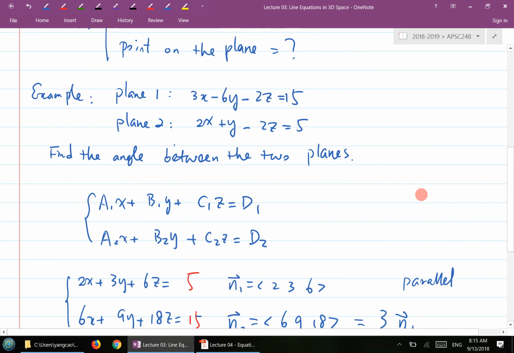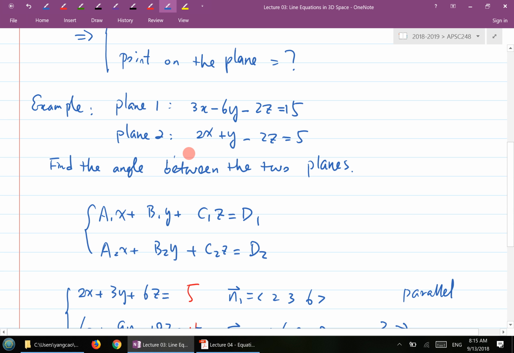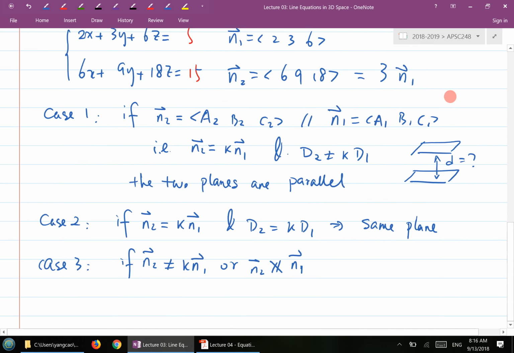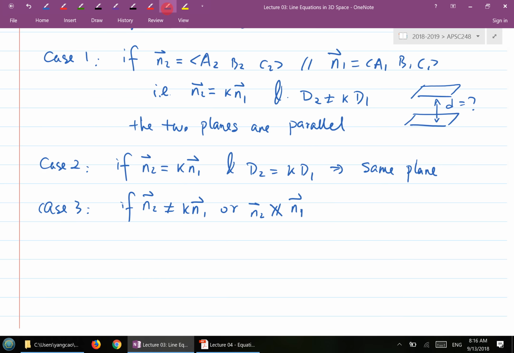Let's take a look at coming back to this question here. That's asking for the angle between the two planes. If I look at the coefficients, they have no multiple relationships, so the planes must be intersecting each other. So let's look at this particular question. How do I find the angle between the two planes here?